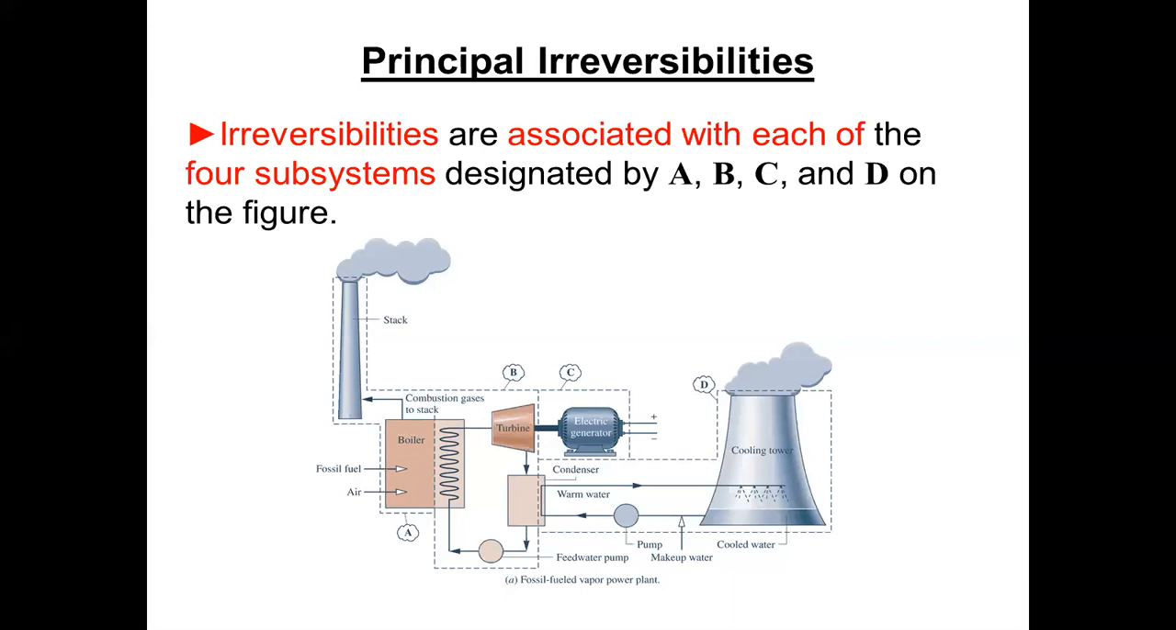We know subsystem B is the basic Rankine cycle: steam generation, turbine, condenser, and pump. And then C would be the electric generator that receives the shaft work from the turbine and produces the electricity. D is the heat rejection loop: cooling tower, associated flow rates and pumps. And subsystem A is the actual combustion, where the air and fossil fuel are combusted, and then the exhaust gases go up the stack.